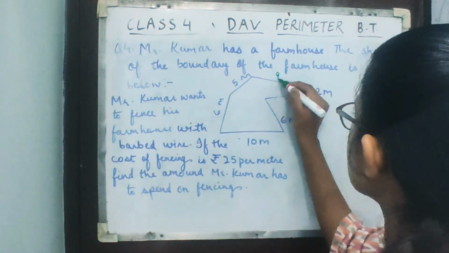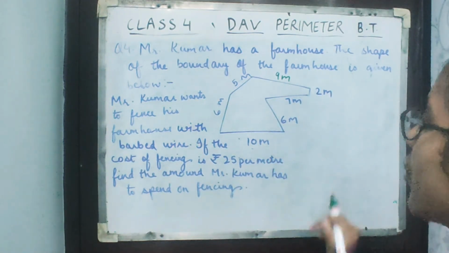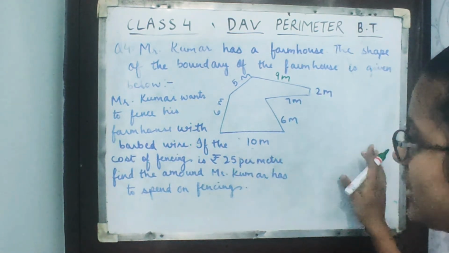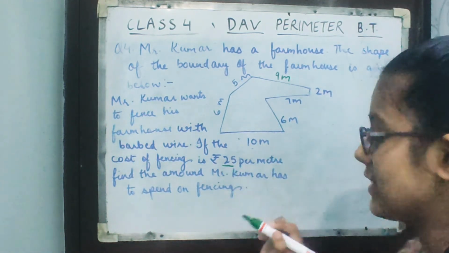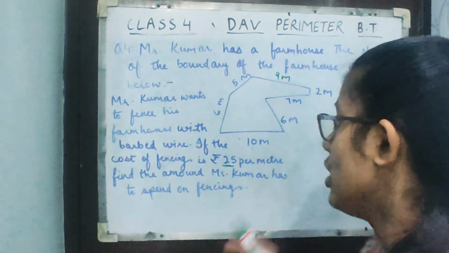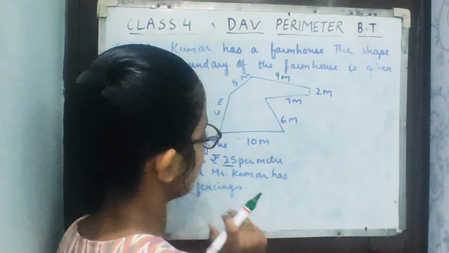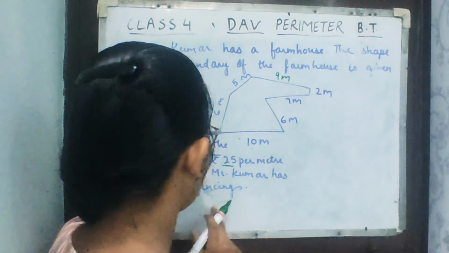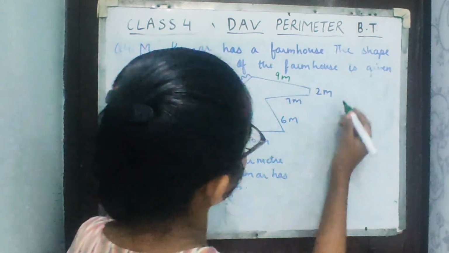Here this length is 9 meter. I forgot to write this. First of all, we need to find the perimeter. Then per meter means 1 meter, the cost of fencing is 25 rupees. So the total meters we get in the perimeter, we have to multiply with this amount, to get the total money he has to spend on fencing. So let's start with the perimeter.